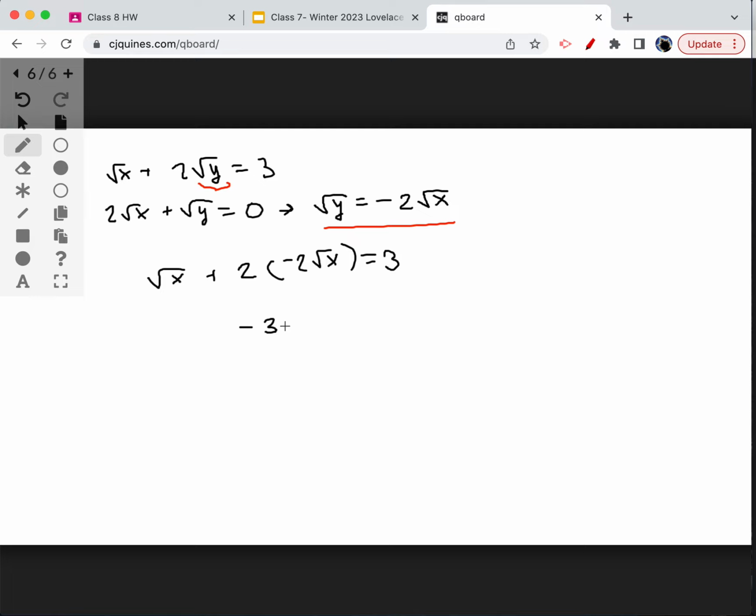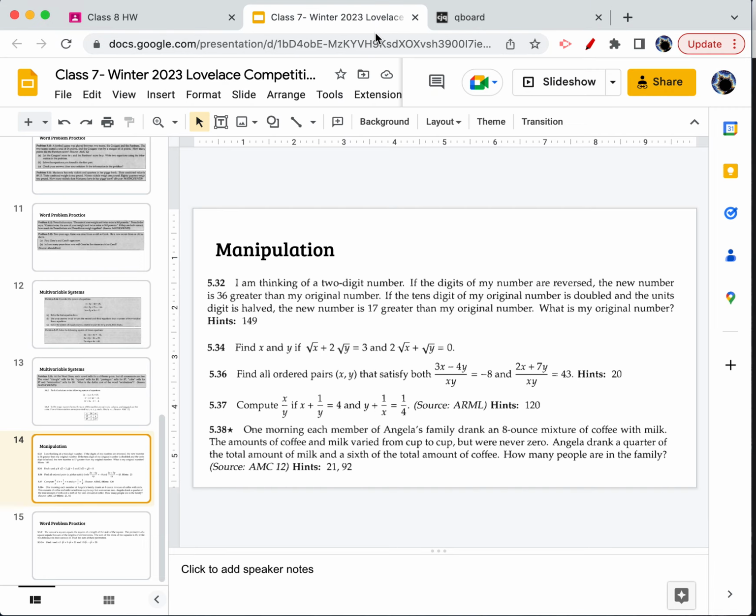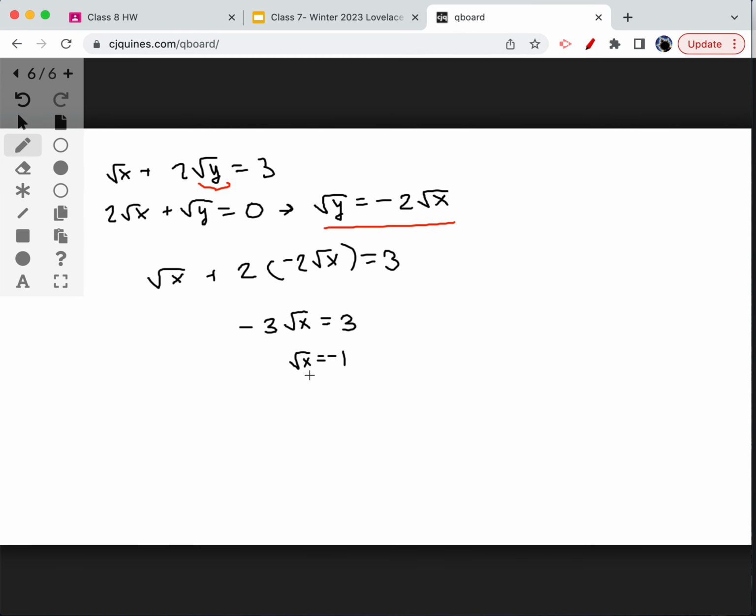So then we have minus 3 square root of x is equal to 3. So square root of x is equal to minus 1. So then, if square root of x is equal to minus 1, then square root of y is equal to 2. But the thing is, like, this might be tempting, so if you square both sides of this, you'll get x is equal to 1 and y is equal to 4.